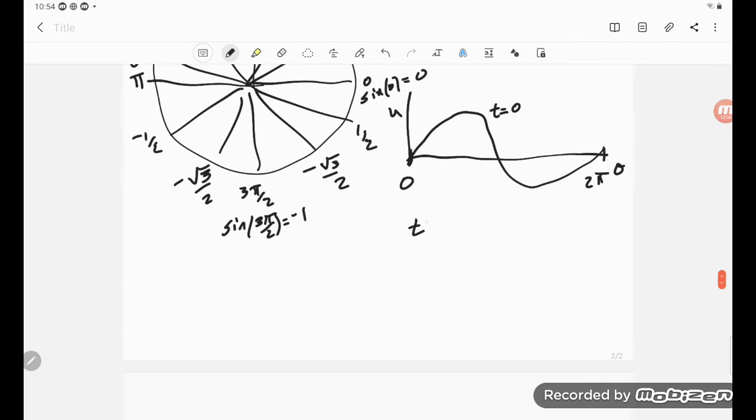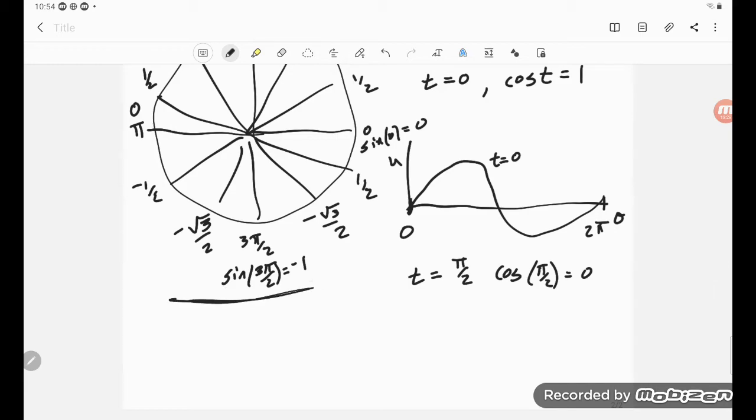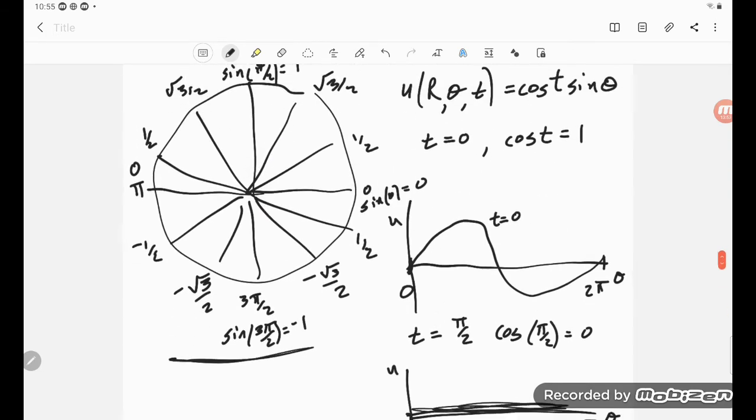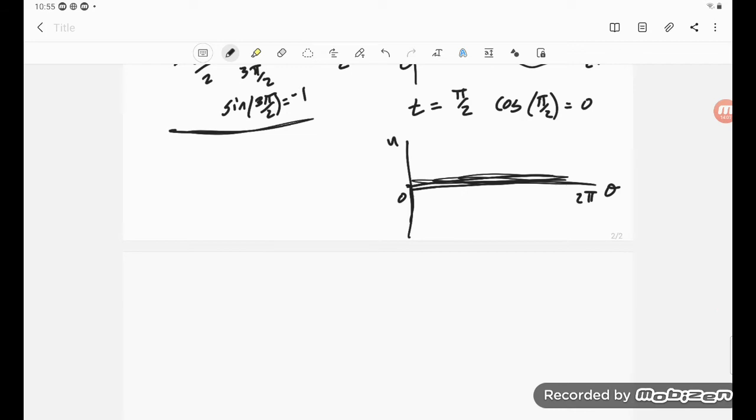Okay, but now if we let t equal pi over 2, say, then cosine of pi over 2 is equal to 0. So instead of the boundary looking like the regular sine curve I drew up here, and I'll extend that a little bit too, here's 2 pi, here's theta, 0. Now it is simply u equals 0, because we've got cosine times the sine, but cosine of pi over 2 is 0. So at that point, everything on the boundary is 0.